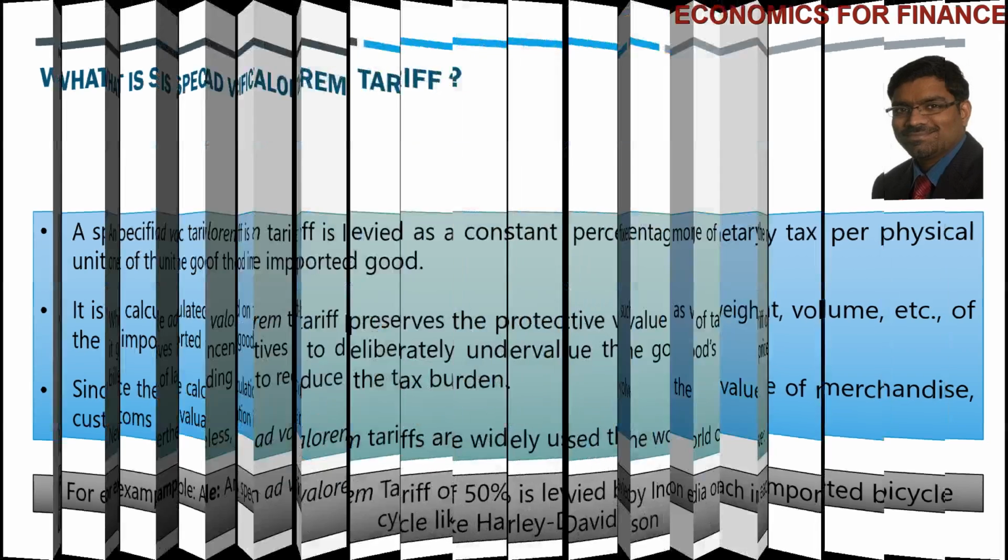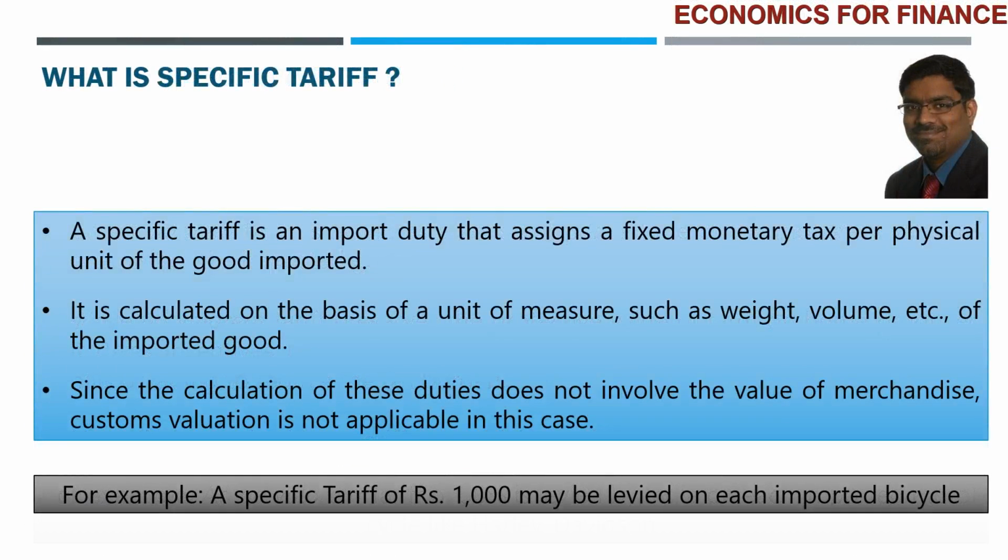What is a specific tariff? There are broadly two types of tariffs. After that there will be hundreds of types of tariffs. We don't need to really worry about all of them much, though we can know some names. What is a specific tariff? A specific tariff is usually an import duty that assigns a fixed monetary tax per physical unit of the good imported. Physical unit. For example, per kilo, per ton, per unit, like that. The physical unit is the one on the basis of which some fixed monetary tax is levied.